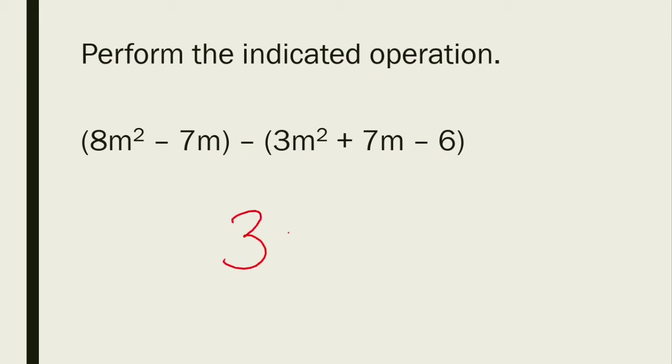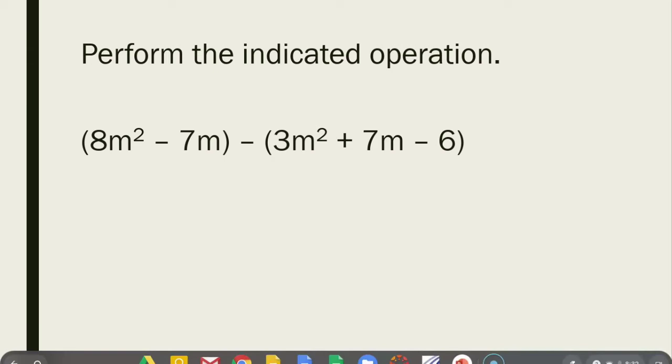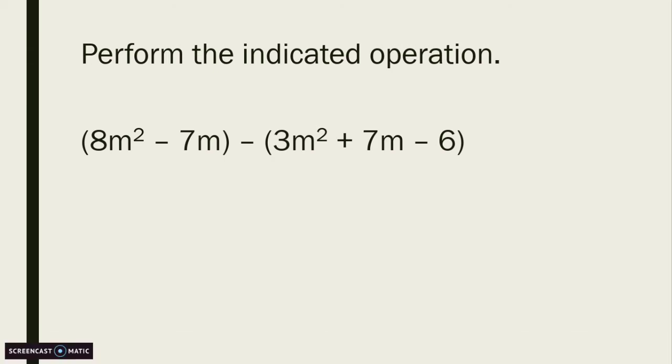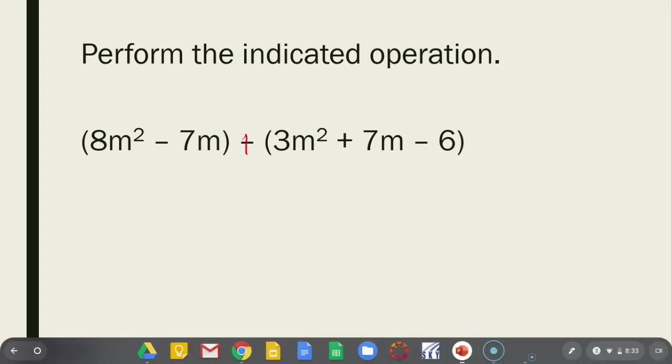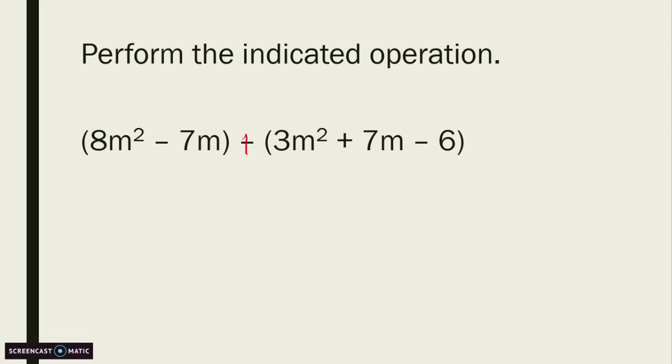Just like when you have 3 minus 7, and sometimes people like to add the opposite, that's what we're going to do, except for the entire polynomial. So I'm going to change the subtraction sign to an addition sign. And then we're going to take the opposite of everything in the parentheses, the entire polynomial. From there, it's the same as yesterday.